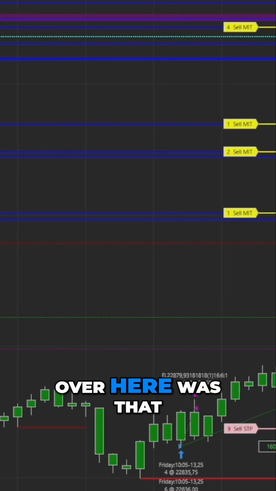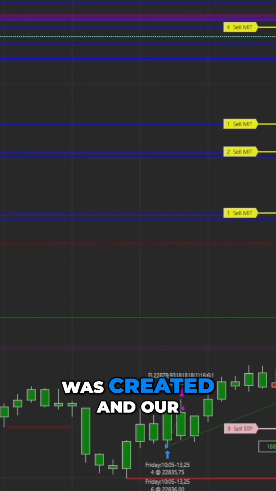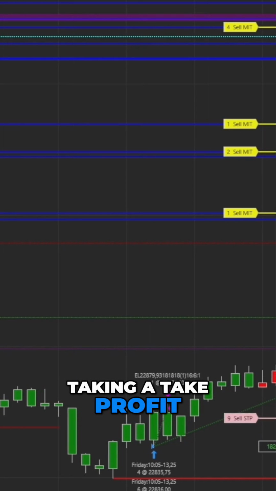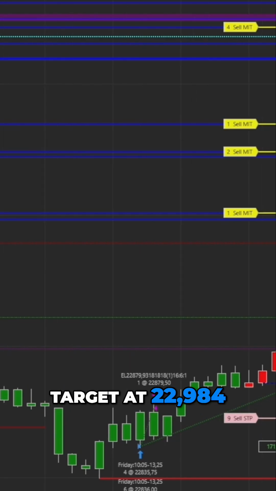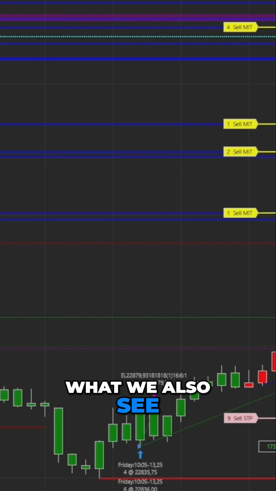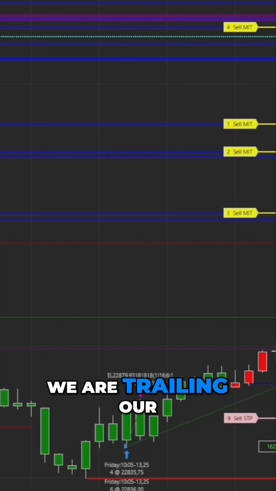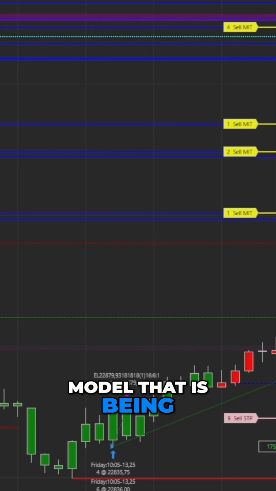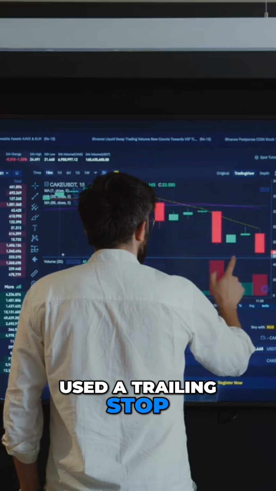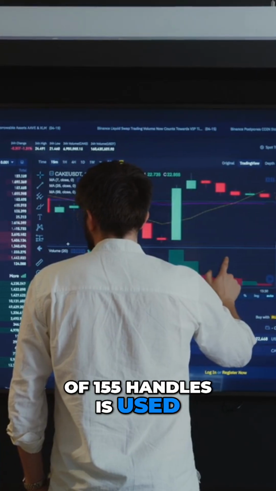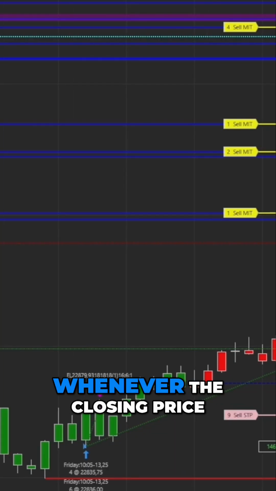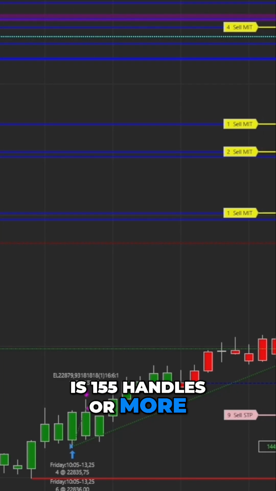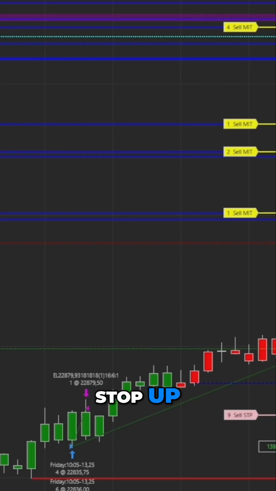What you just saw over here was that a new liquidity pool was created and our take profit targets were adjusted, taking a take profit target at 22,984. What we also see right now is that we are trailing our stop loss up. For this current preset model that is being used, a trailing stop of 155 handles is used, so that means that whenever the closing price is 155 handles or more, we will trail our stop up.